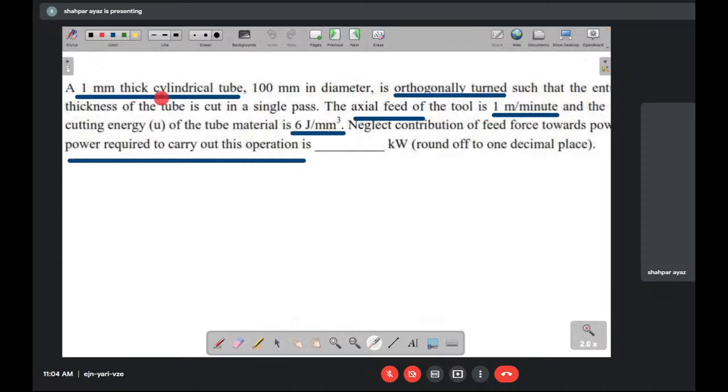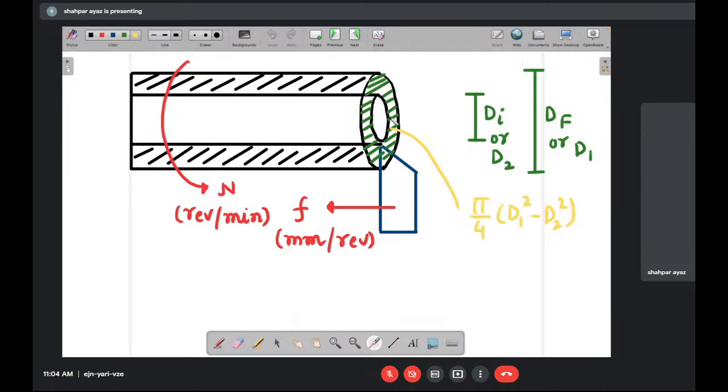What has GATE given you? A 1 mm thick cylindrical tube. Here a tube is there. In case of a tube, we know the internal diameter is small d and the thickness is T. So what is the area of this tube, the cross section of the tube? Therefore, the area is pi d t, perimeter into thickness. So that is the beauty. If it is a hollow cylinder, then this is the area. If it is a tube, then the area is pi d into t. So that was the catch in this GATE 22 problem.